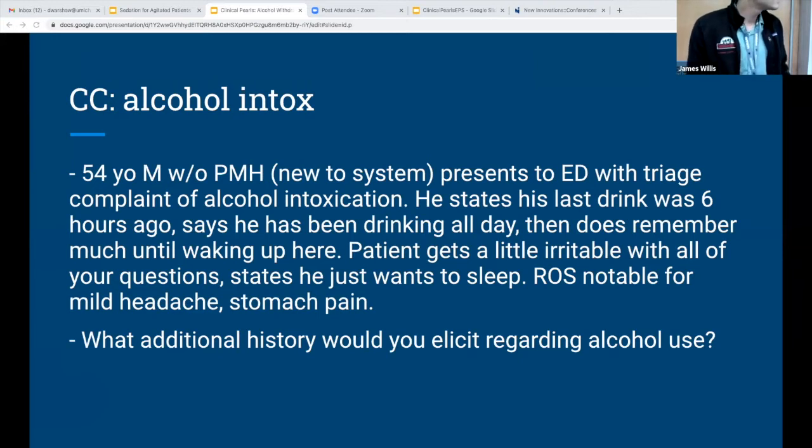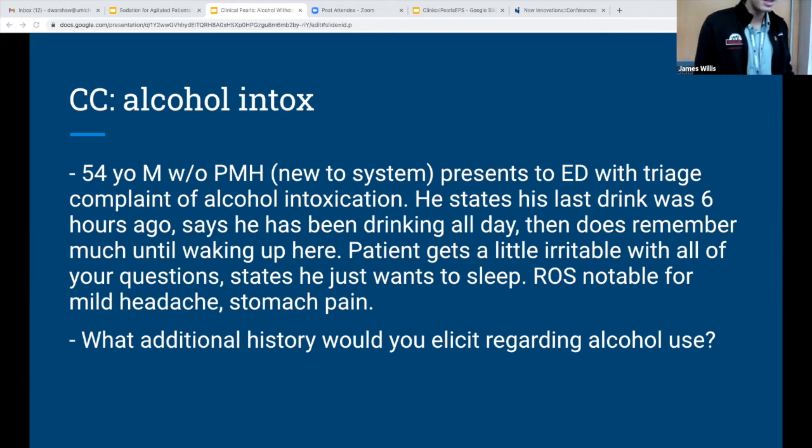So you see the patient, 54-year-old male, no past medical history because new to the system, here for alcohol intoxication, last drink 6 hours ago, has been drinking all day, doesn't really remember much until waking up here, is getting a little irritable with all your questions, states he really just wants to sleep, and review of systems notable for mild headache and stomach pain. And so you've already gathered time since last drink, but question for the crowd, what additional history would you want to elicit regarding their alcohol use?